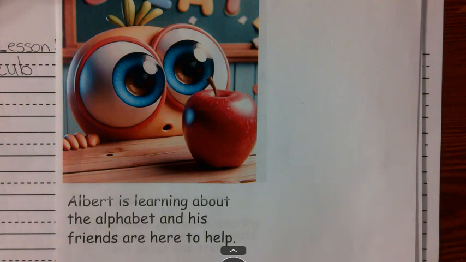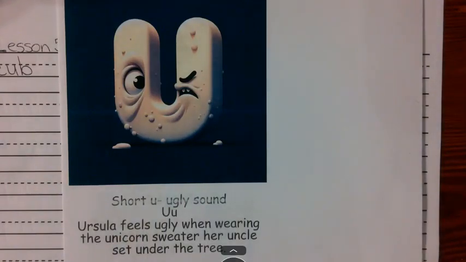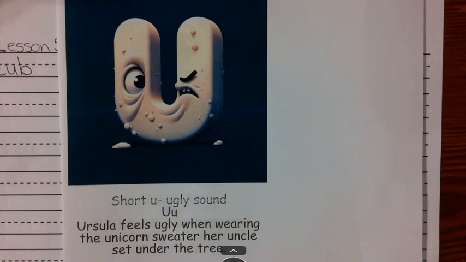First, we have Albert. There's Albert. Albert has big eyes. He likes to learn. It says Albert is learning about the alphabet, and his friends are here to help. Like I just said, all of our words will have Ursula, the short U, ugly sound in them. It says Ursula feels ugly when wearing the unicorn sweater that her uncle set under the tree.